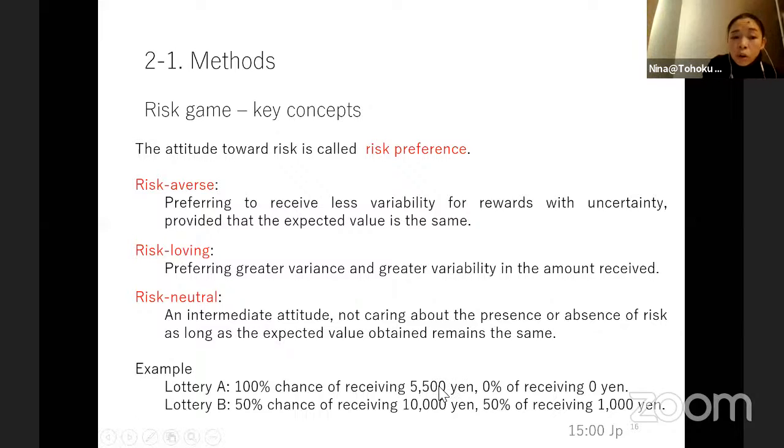Lottery A is 5,500 yen for sure, or lottery B is a half chance of receiving 10,000 yen and a half chance of only 1,000 yen. Which do you prefer? If you prefer lottery A, you are a risk averter. You like stable results. If you prefer lottery B, you are a risk lover. If you don't care, and lottery A or lottery B is the same for you, then you are risk neutral. So this is what it is like.